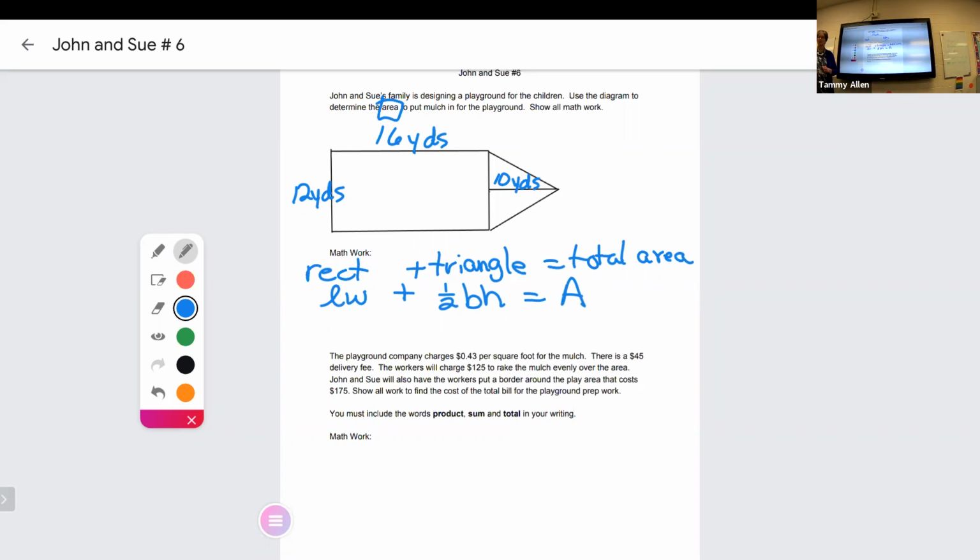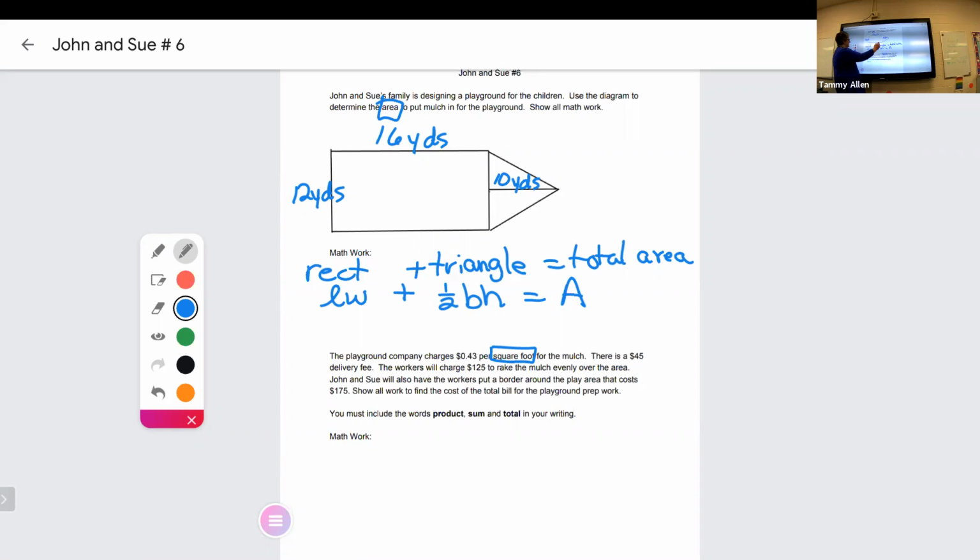Okay? And that's where I'm going to leave you with that. Does that make sense? I think you can do it from there. You're good with that? Once we have our total area, when we take a look at this information, the playground company charges 43 cents per square foot. So I want to go back up and look at this. Per square foot is the charge. What might we want to do when we find our area, now that we know we're going to get charged per square foot?